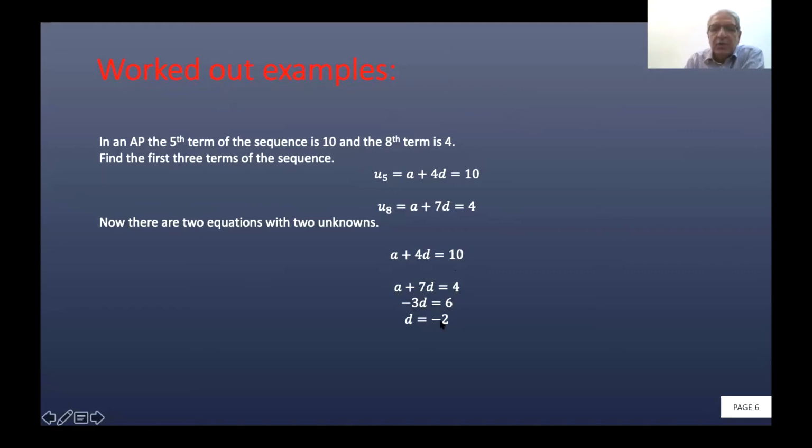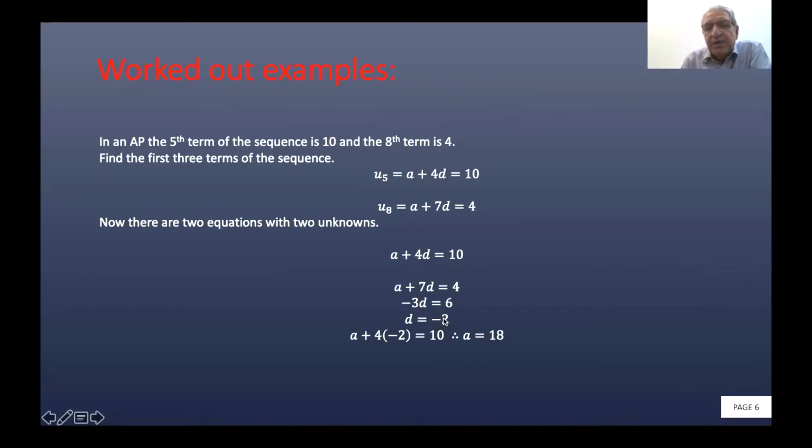D is negative 2. Substitute in any equation, I'm going to substitute here, then I'm going to get minus 8, goes that side will be 18. Therefore, 4 times minus 2, minus 8 goes that side, plus 10 will be 18. Therefore, A is 18.